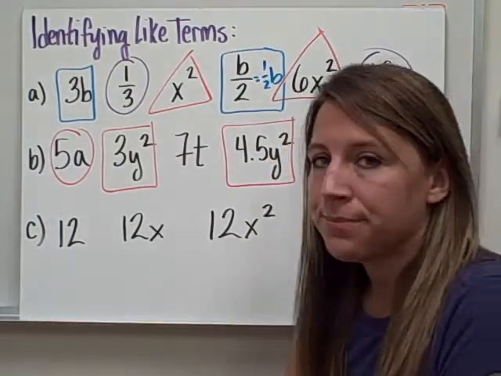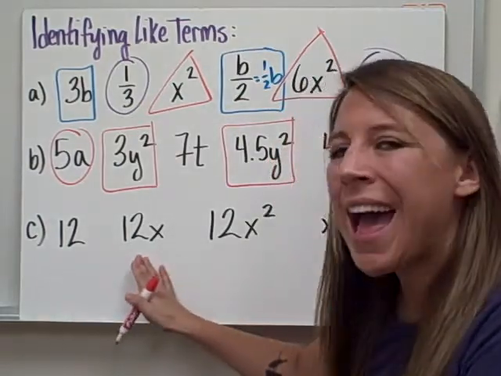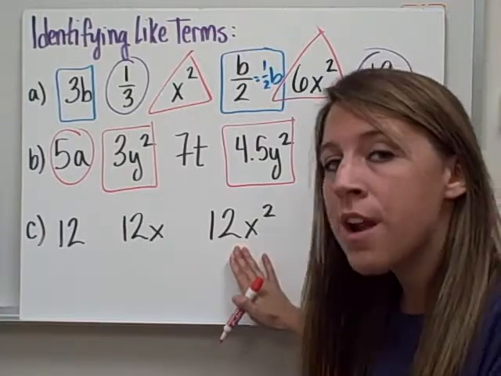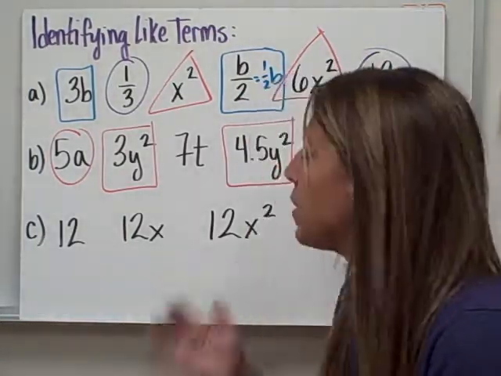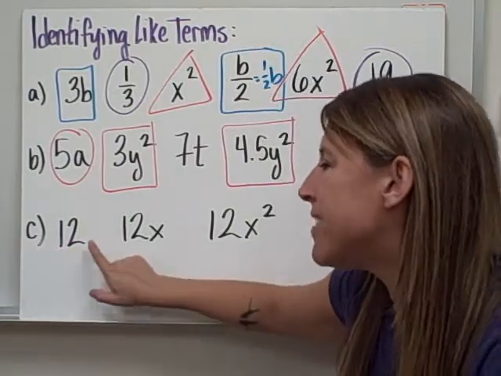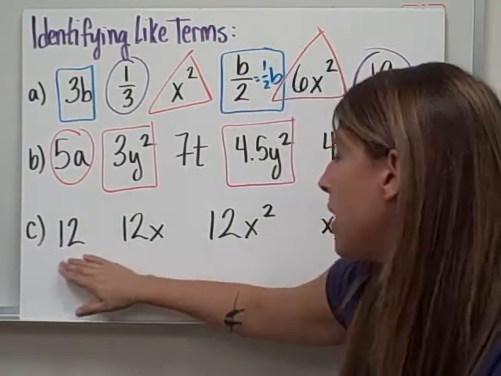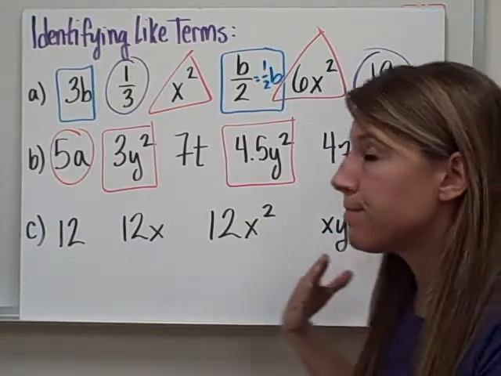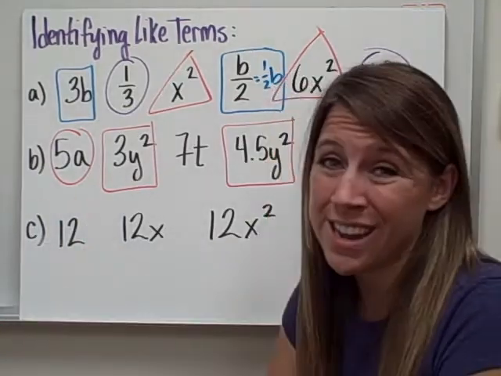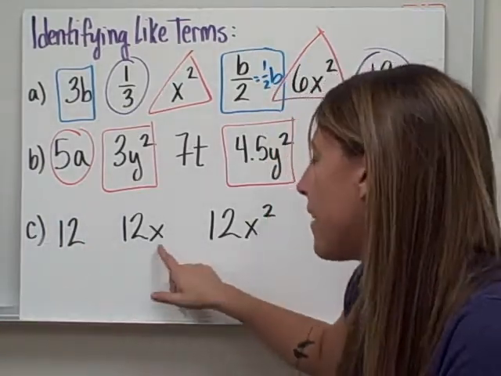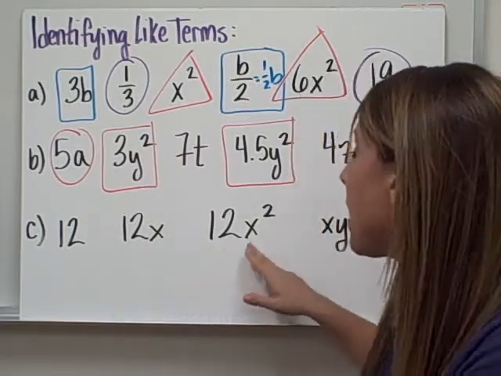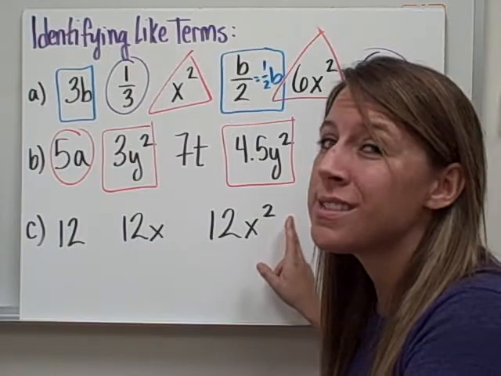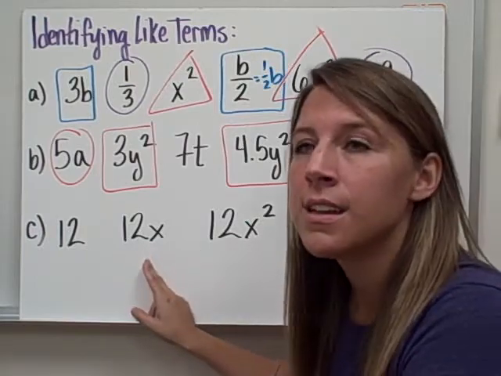Example C. I have 12, 12x, 12x squared, and xy squared. I'm going to go through and see if I have any like terms. 12 does not have a variable. Are there any other terms without variables? There are not. So 12 is going to be on its own. How about 12x? Looking for any x terms, just x. Well, I have x squared. Well, x squared is not the same unit size as x. They are not like terms.